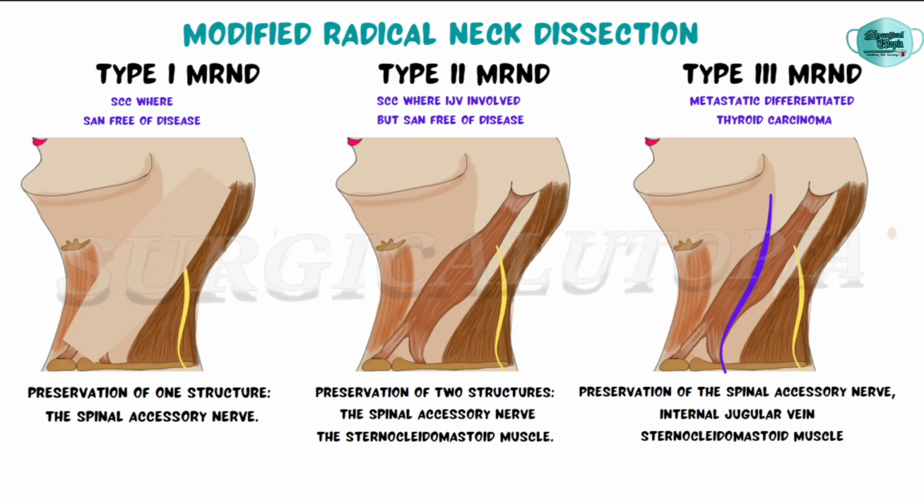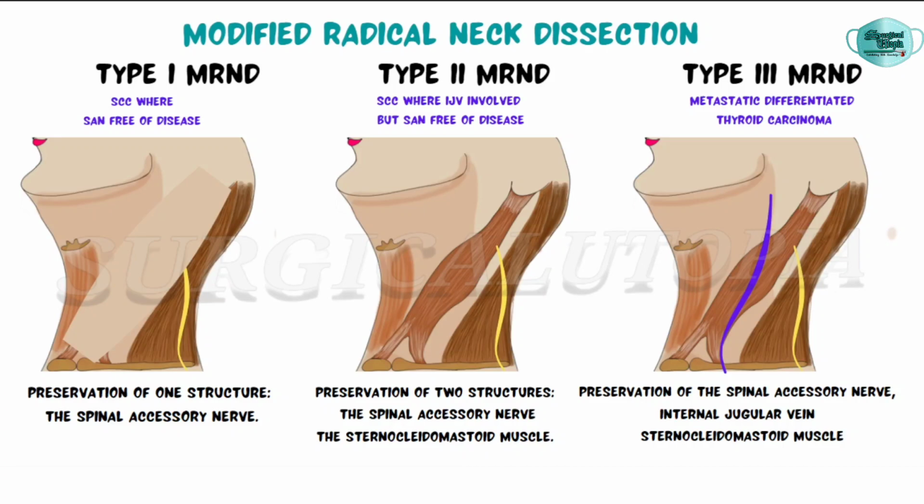Then type 2 modified radical neck dissection, in this the lymph nodes in levels 1, 2, 3, 4, 5 are removed, along with the internal jugular vein and submandibular gland. In type 2 modified radical neck dissection, the spinal accessory nerve and sternocleidomastoid muscle are spared or preserved. And type 2 modified radical neck dissection is indicated in diseases with neck involvement for squamous cell carcinoma, where the internal jugular vein is involved but the spinal accessory nerve is free of disease, or there is no involvement of the spinal accessory nerve.